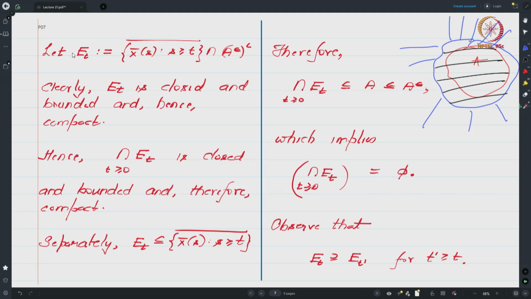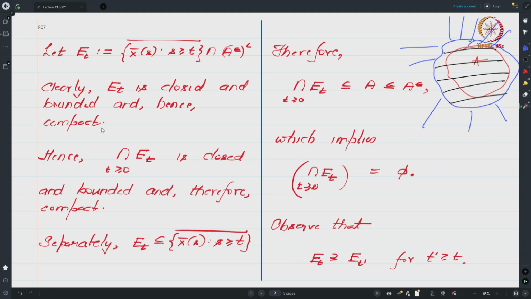So the goal over the next few minutes would be to show that this Et is actually empty for all sufficiently large t, and the way we will go about showing it is to first observe that this is a closed set and A epsilon is open, and hence A epsilon complement is closed. So we have an intersection of two closed sets, and hence we can conclude that this set Et is also closed, and since this is bounded, Et is also bounded, and since we are in R^d, that is a Euclidean space, closed and bounded implies that Et is also compact.